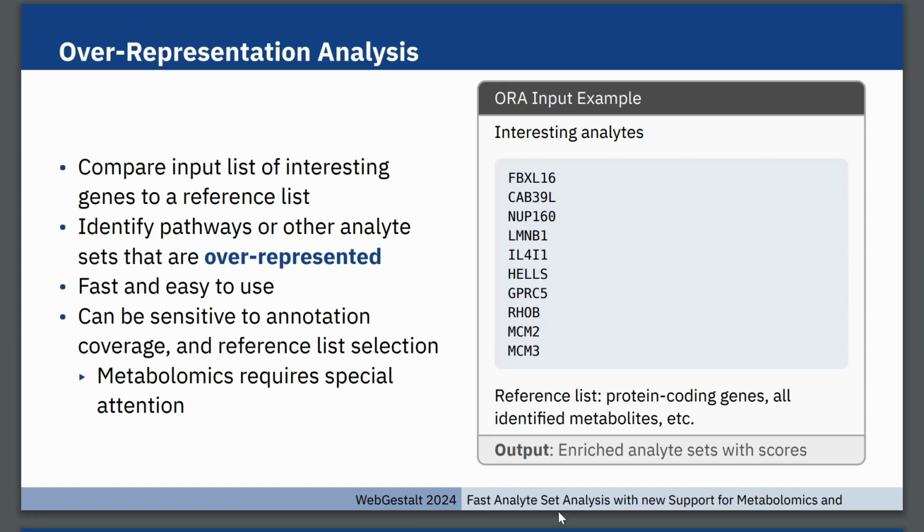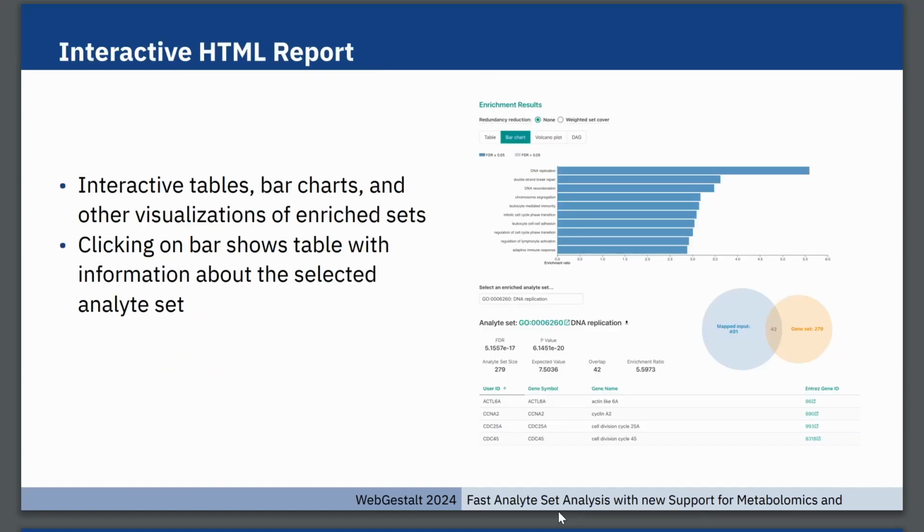But the output here is that you're going to get a lot of enriched analyte sets, hopefully, if your results are good, with different scores. For overrepresentation analysis in WebGestalt, we provide interactive tables, bar charts, and a lot of other visualizations that let you explore the data deeper. A lot of other tools will just give you a bar graph and list all the analyte sets, but they don't let you explore the specific details. For example, with this DNA replication that I mentioned earlier, you can look at the actual intersection and understand what genes are actually participating in that DNA replication.